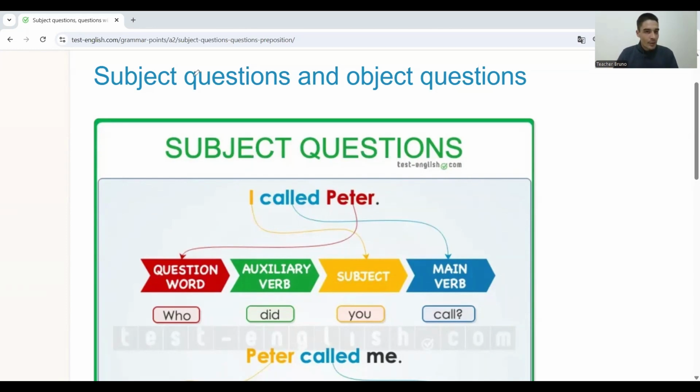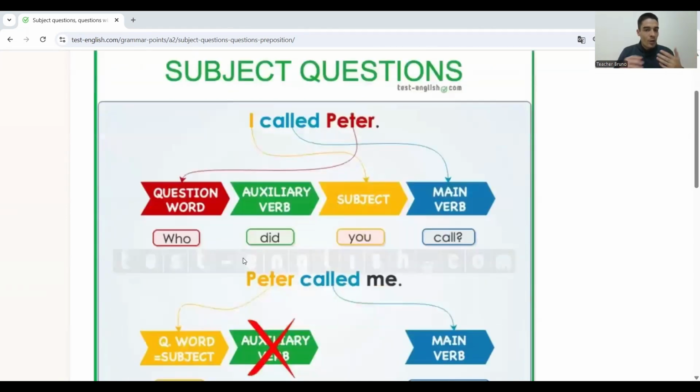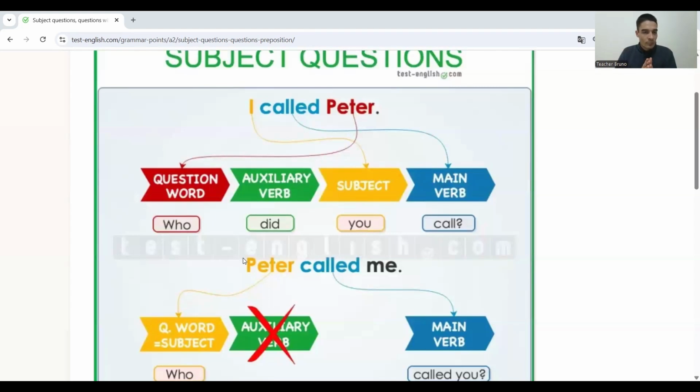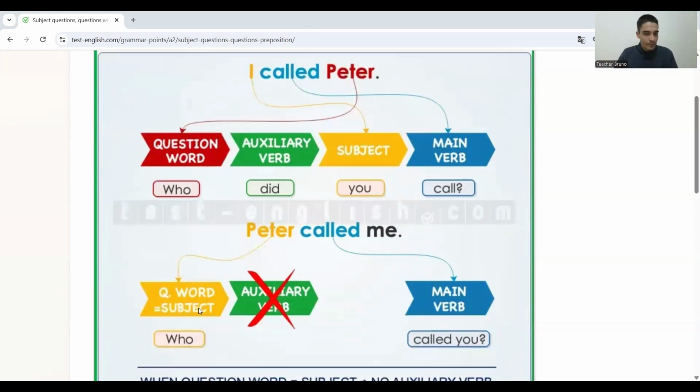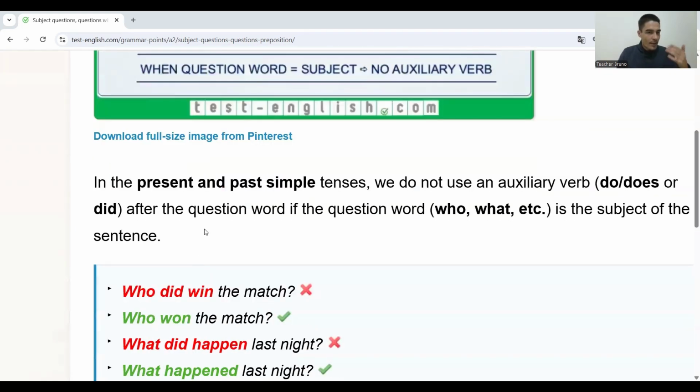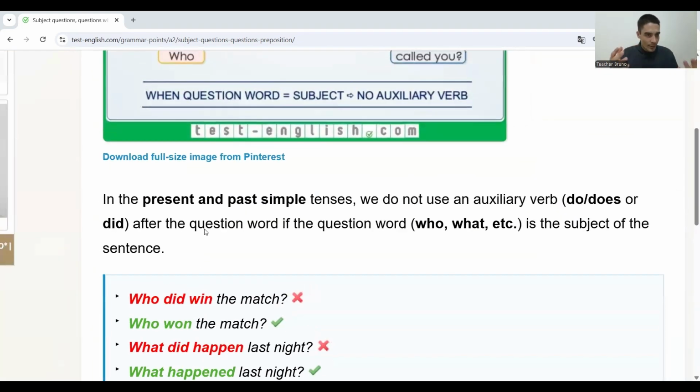Today's topic is going to be subject questions and object questions, two different ways to articulate sentences. Let's take a look at subject questions first, the most basic. Who did you call? What do you do? Those questions follow this pattern: question word, auxiliary verb, subject, and main verb. Present and past, do or did.